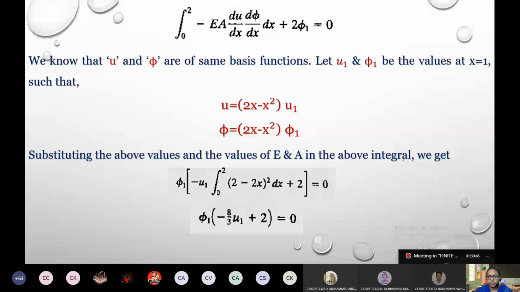3/4. Reduce it to decimal, please. 0.75. Exactly. 0.75. In the potential energy approach, when we solved the same problem, please check what was the answer for u1.